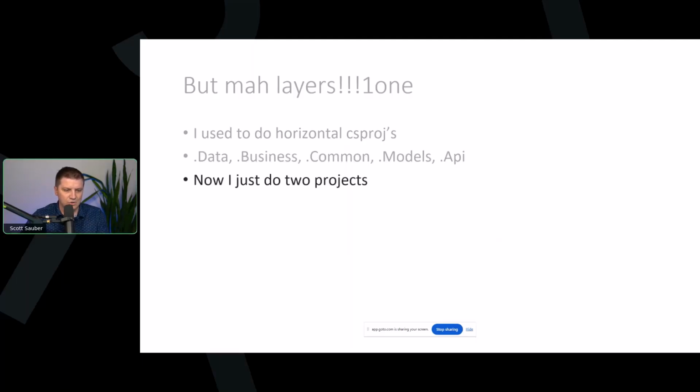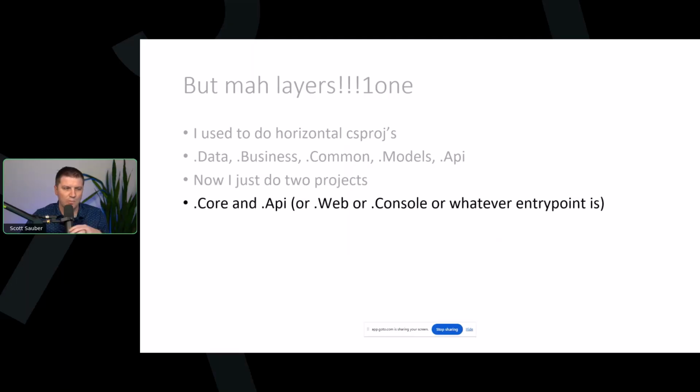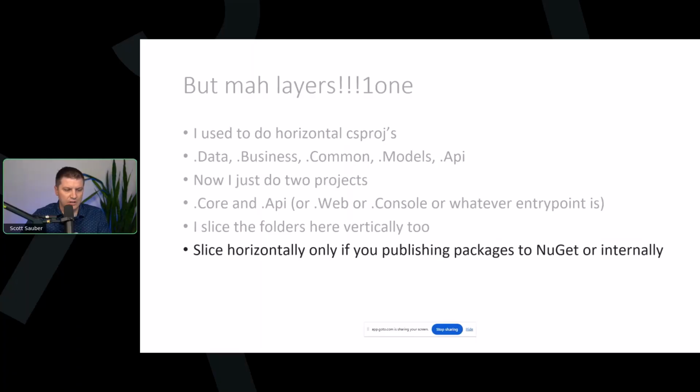And now usually what I do is two projects: a core project, or whatever you want to call it, where most of your business logic is, and then your entry point project. So it is an API project, a web project, or a console project. That's typically what I do. And then of course I also have a corresponding tests project as well, but we'll get into testing a little bit later. So I usually slice the folders vertically there too.